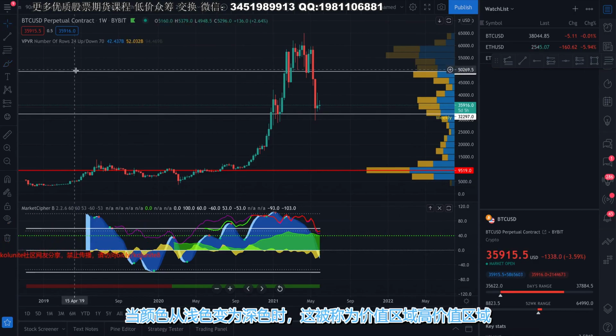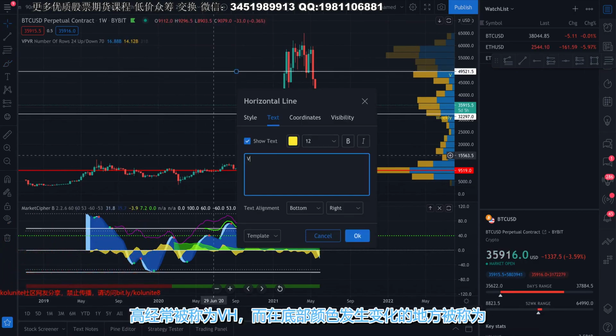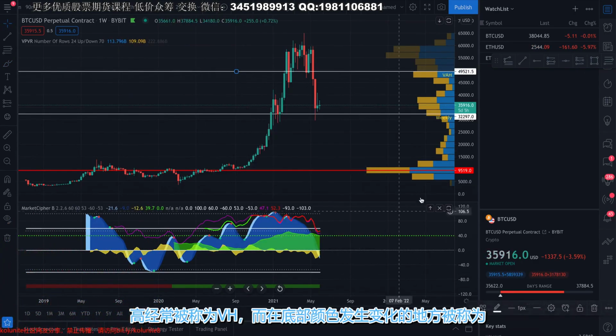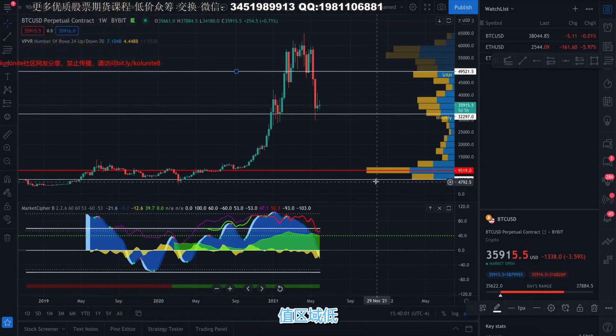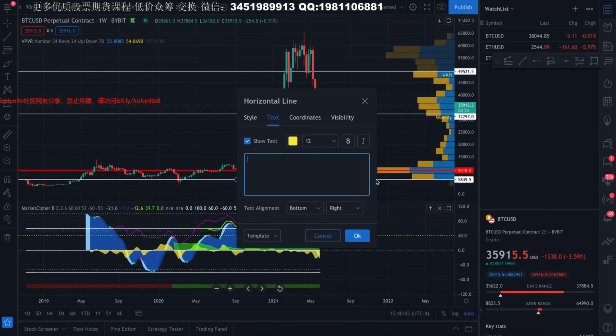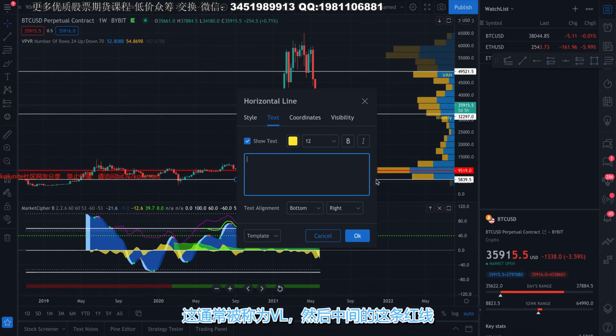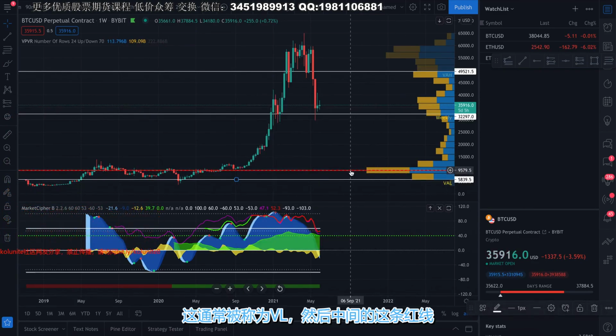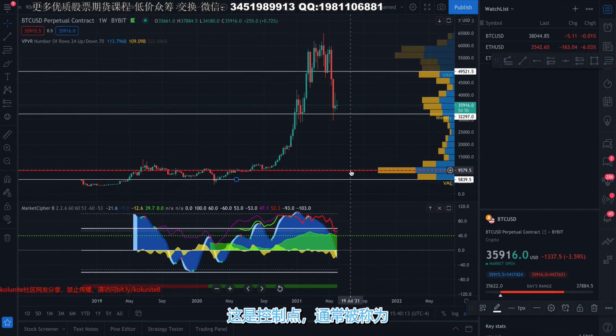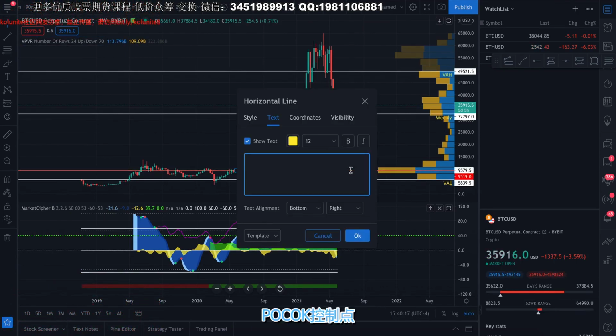The value area high, oftentimes referred to as VAH. And on the bottom where the colors change, that is referred to as the value area low, oftentimes referred to as VAL. And then this red line in the middle, this is the point of control, oftentimes referred to as the POC.